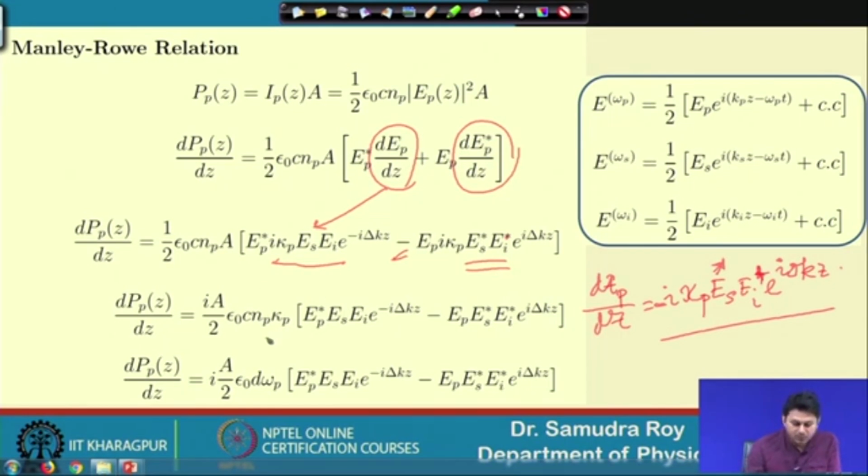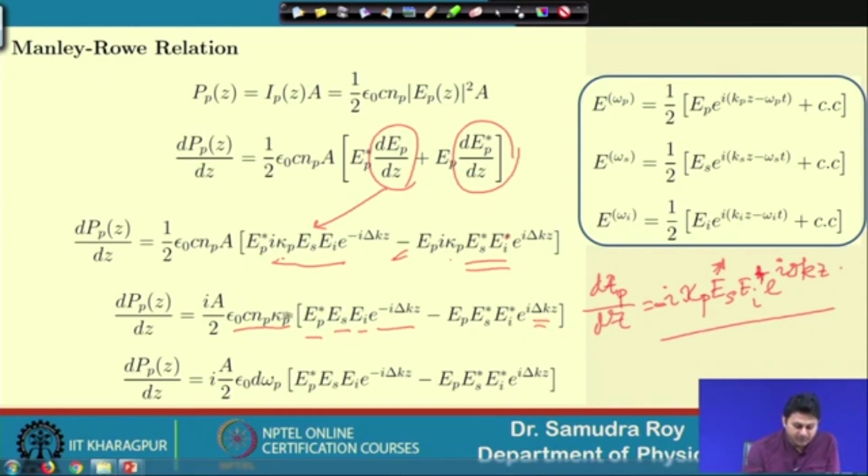Now, what we will do? We will just take kappa p common, then i d omega p by 2 epsilon 0 C N P kappa p, and inside this bracket we have E_p star E_s E_i multiplied by e to the power of minus i delta k z, and E_p E_s star E_i star e to the power i delta k z.